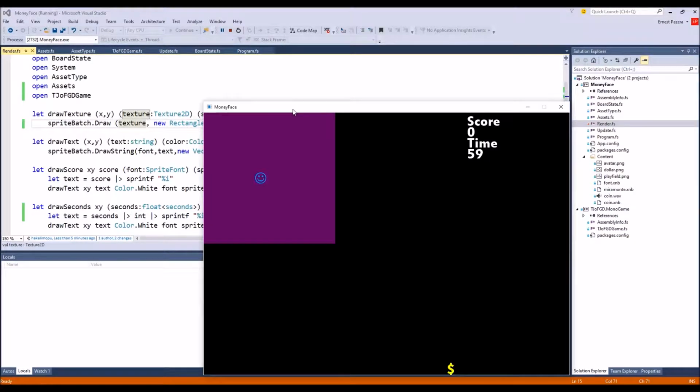F2, build. Oh my goodness! That's fun. That's interesting. It also works with our background texture. Okay. So what shall we do about that? All right.